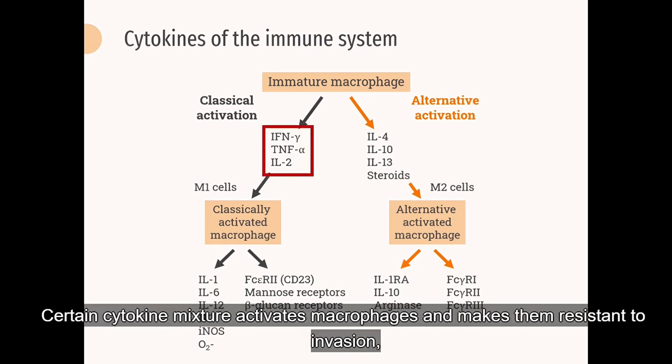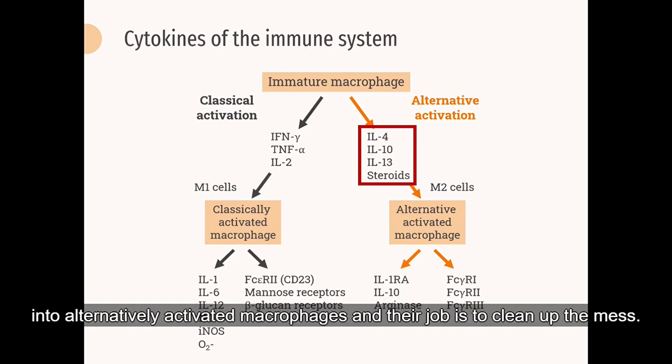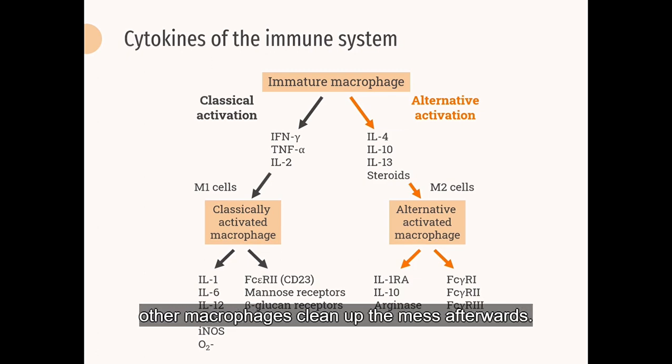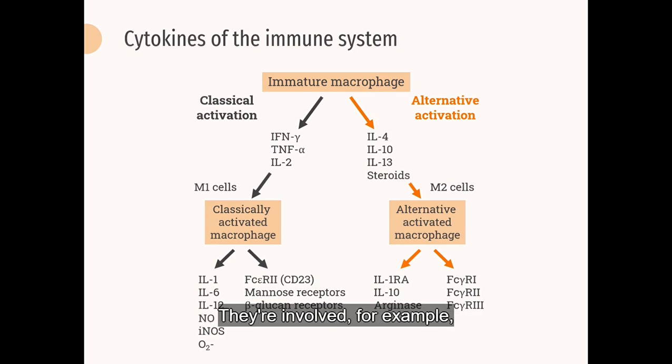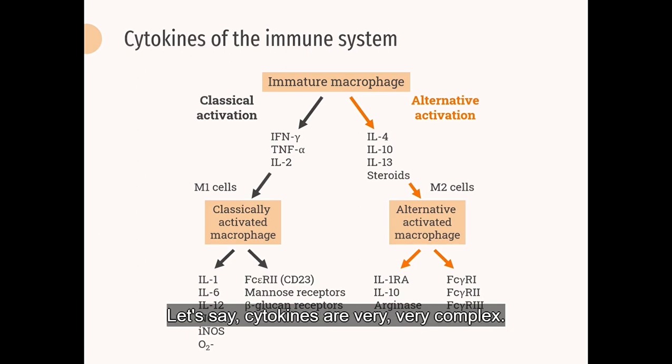So certain cytokine mixtures activate macrophages and make them resistant to invasion, whereas other cytokine mixtures suppress active macrophages or turn them into alternatively activated macrophages, and their job is to clean up the mess. So we just mentioned in passing, not all macrophages will kill invaders. Other macrophages clean up the mess afterwards. They're critically involved, for example, in wound healing as part of the repair process. So as I say, cytokines are very, very complex. There's hundreds of them and they work together. They have redundant properties and they can be very confusing for students.